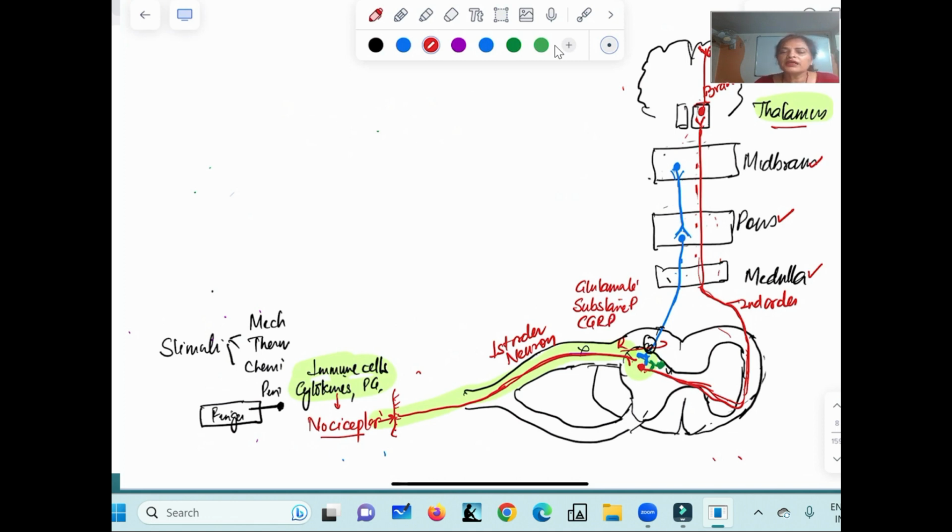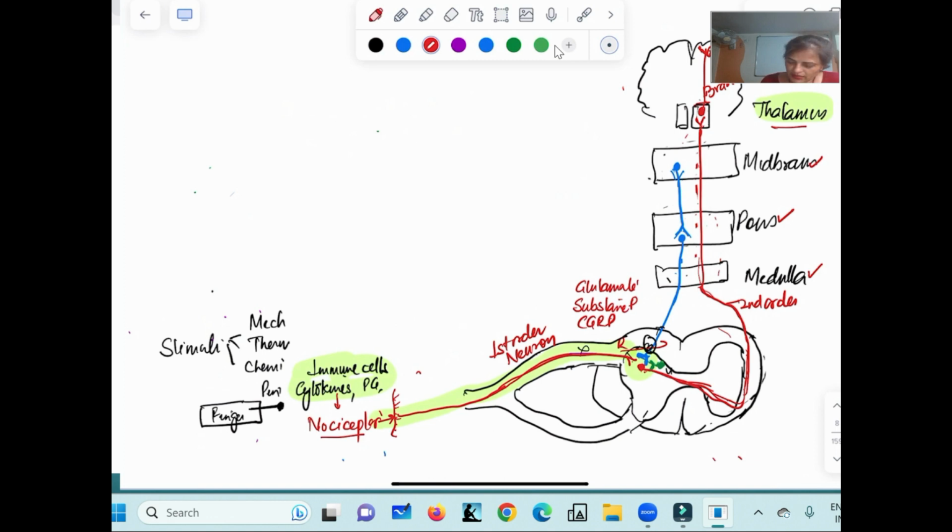So these chemicals are released here at the first order neuron, and they are going to carry the pain sensation by the second order neuron and relay in the thalamus, and further it is going to carry that to the somatosensory cortex, and the person is going to feel pain and the person is going to withdraw.